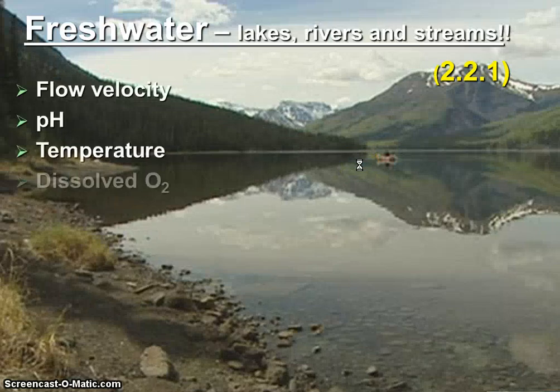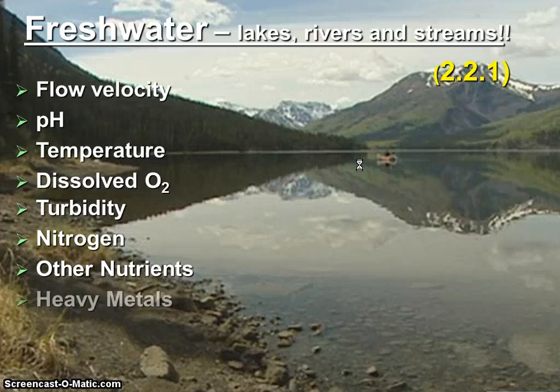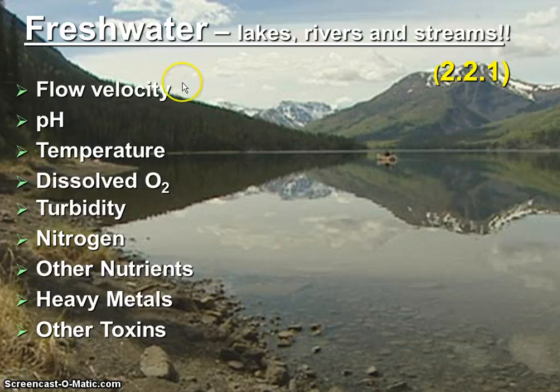Next is fresh water, which is our lakes, rivers, and streams. Now we're going to have some bit of a flow to our stream water. So we could put, for instance, a ping pong ball on a stream, and we can measure the rate it travels down a stream, and that'll give us a velocity.